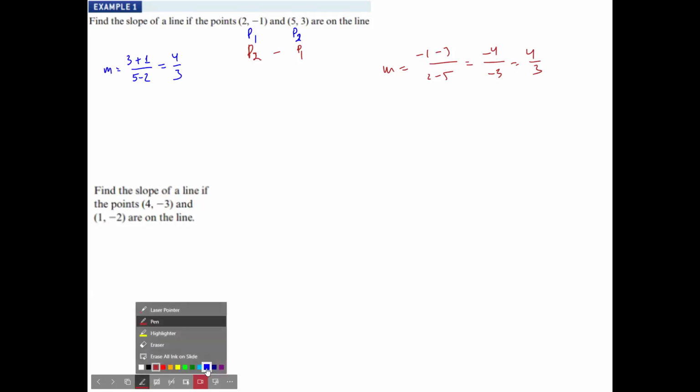Okay, now if I take this as P2, this is P1. So what I have, m is minus 1 minus 3 over 2 minus 5. Same thing. So this way we prove that no matter what point we take first, what point we take second, it doesn't matter. Okay, try this one.